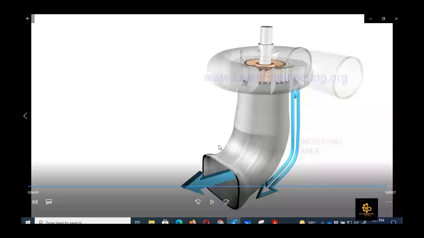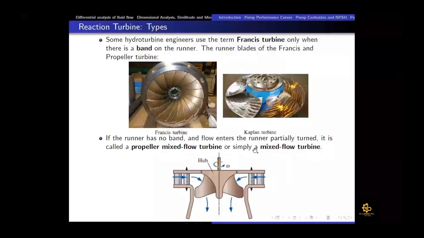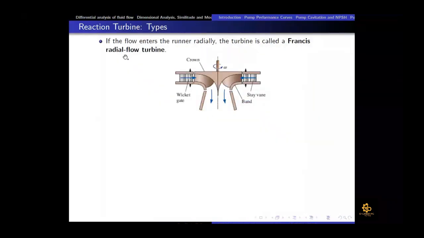So now we were discussing four different types of reaction turbine. The first type we discussed is the radial flow turbine, in which the flow enters the runner blades. This is the runner blade here, and this portion, this kind of attachment, is the band, which is a ring shape surrounding the runner blade.